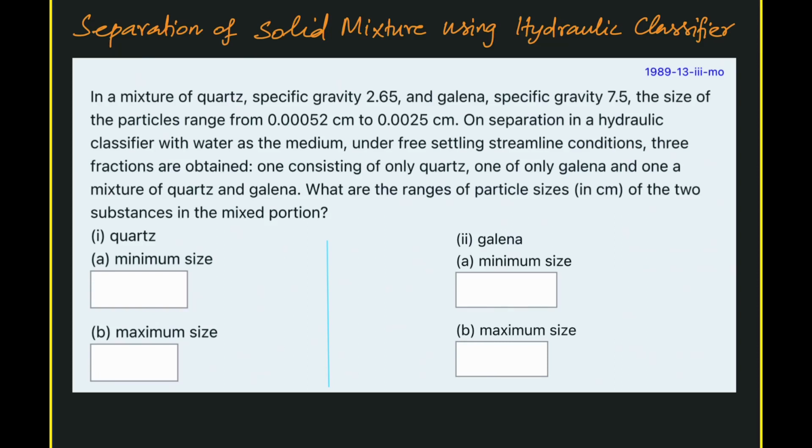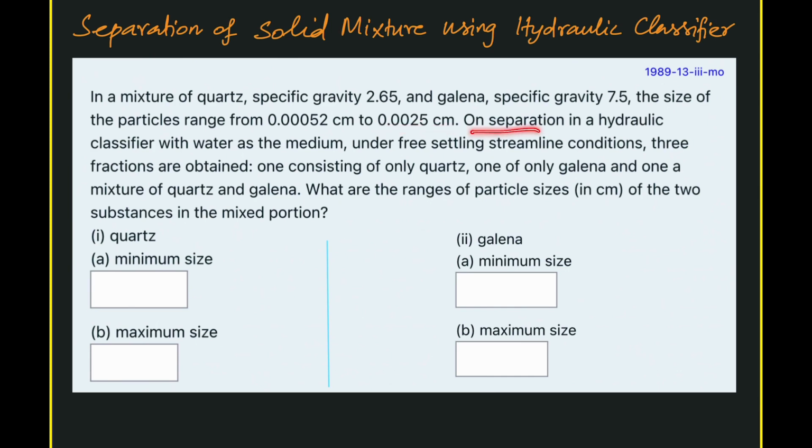In this problem, we are going to find the separation of a solid mixture using a hydraulic classifier. So let us read the problem. In a mixture of quartz of specific gravity 2.65 and galena of specific gravity 7.5, the size of the particles ranges from 0.0052 cm to 0.0025 cm.